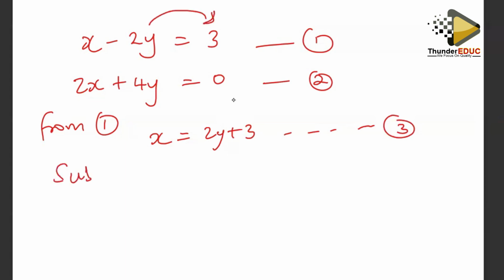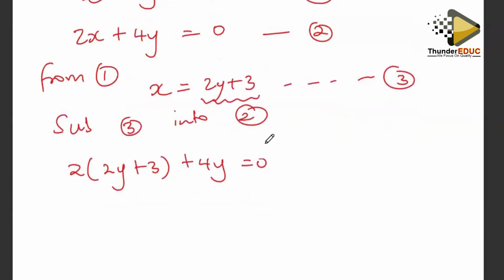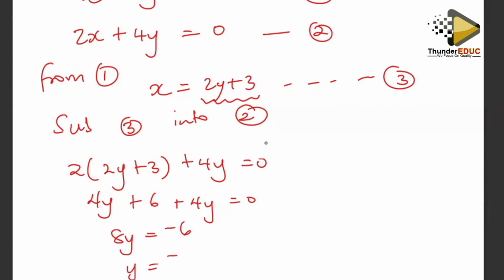And then I have to substitute equation 3 into equation number 2. So where there is x, I will put that. So that's going to be 2 into 2y plus 3 plus a 4y should give us a 0. Let's open that up. So that's going to be a 4y plus 6 plus a 4y should be a 0. That's going to be 8y. Let's move the 6 that side. It's going to be a negative 6. Divide both sides by 8. So negative 6 over 8, which is a negative 3 over 4.